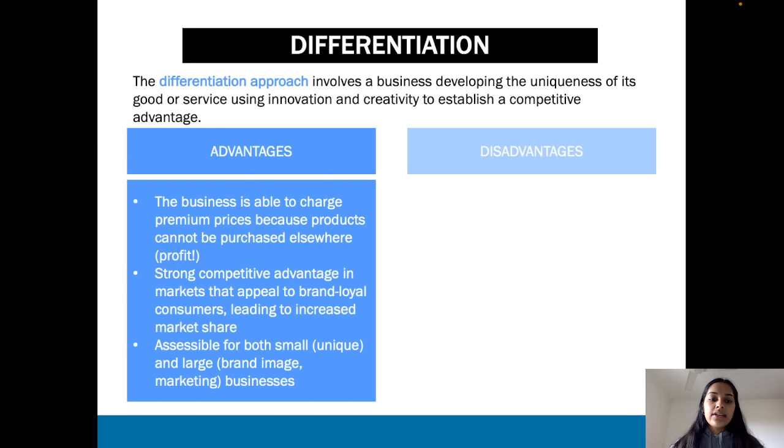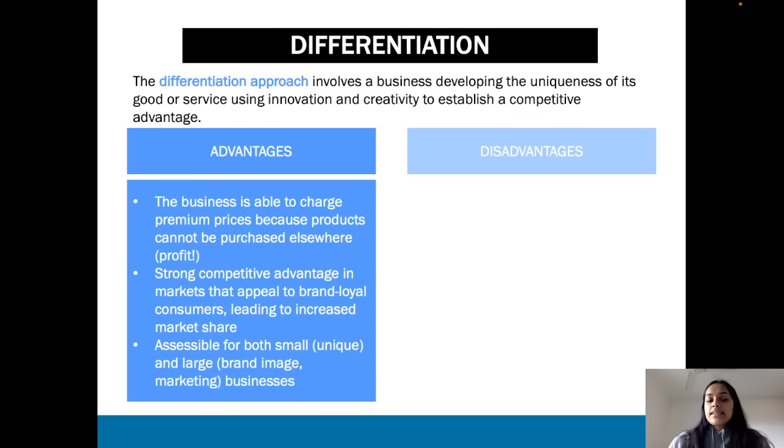And then the advantages are the premium price point. The business is taking advantage of the fact that the product or service is very exclusive to them, and so they're going to be charging a more premium price there. Also, a strong competitive advantage in markets that appeal to brand-loyal consumers, which can help increase the market share. In the case of a business making funky ice cream flavors, consumers might be very loyal to the business, so they're more likely to come back, especially if they like those flavors. They're going to keep buying from that business, and so they're building that brand loyalty there.